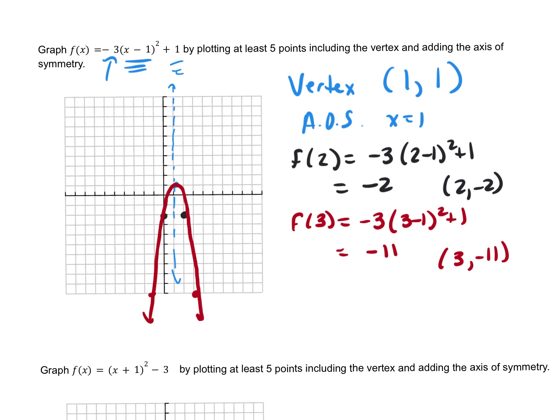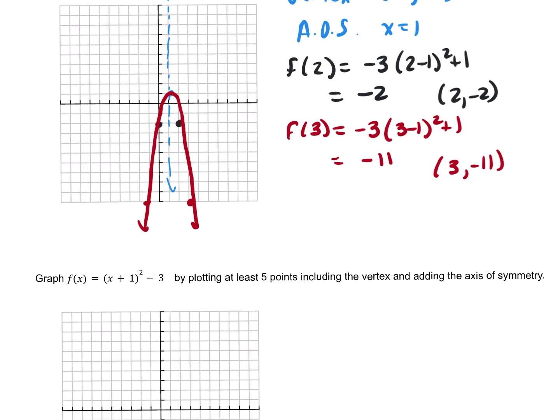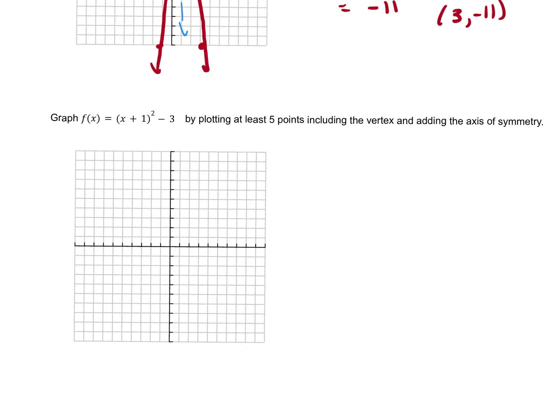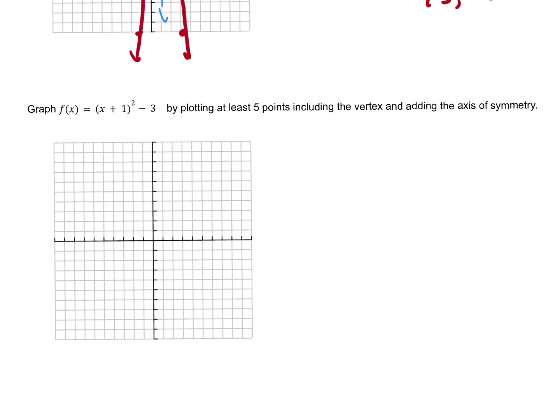Okay, let's look at one more. This one, same idea. Again, we have the opposite inside, so our vertex is going to be that -1 and -3. So left 1, down 3. And then again, we'll pick our axis of symmetry to again be that x = -1. And now we'll pick a couple points bigger and smaller.